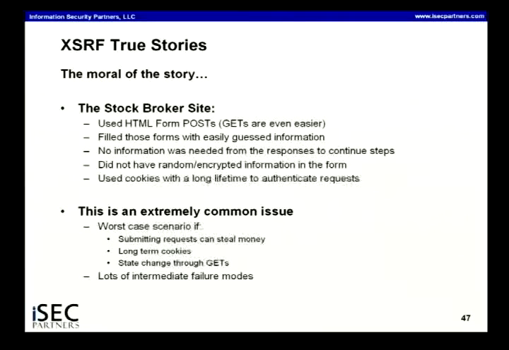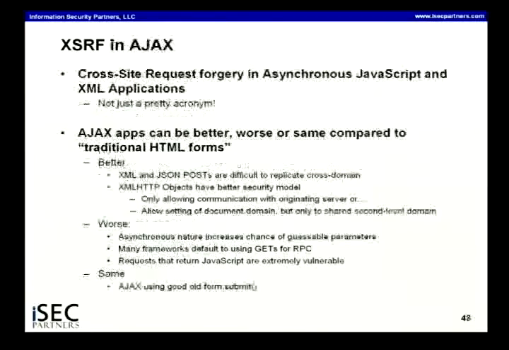There's nothing random or encrypted, and they had a long lifetime cookie that existed because this is really a probabilistic attack that the guy clicked on the link or clicked on the link in his email or clicked on the link on yahoo.finance.com while his cookie was valid. And this is probably about the worst case scenario, and unfortunately this kind of worst case scenario you see a lot. So in Ajax, what's different?